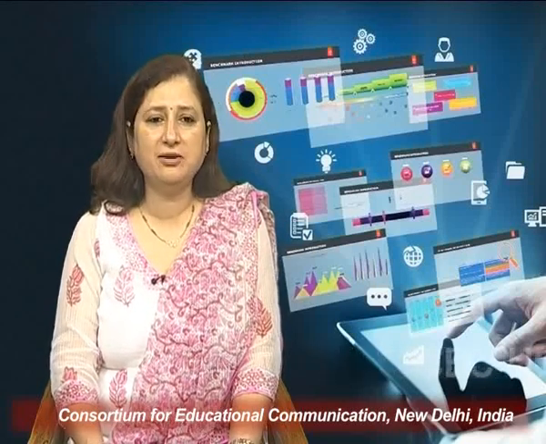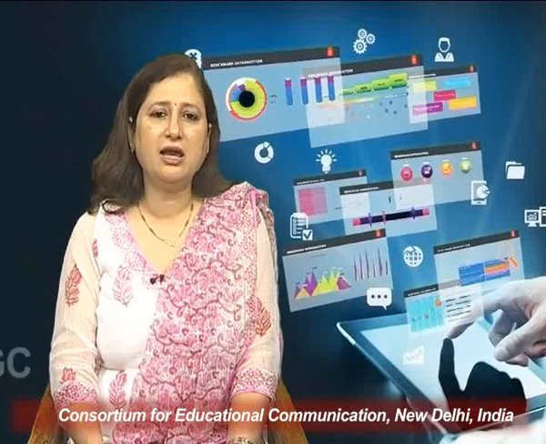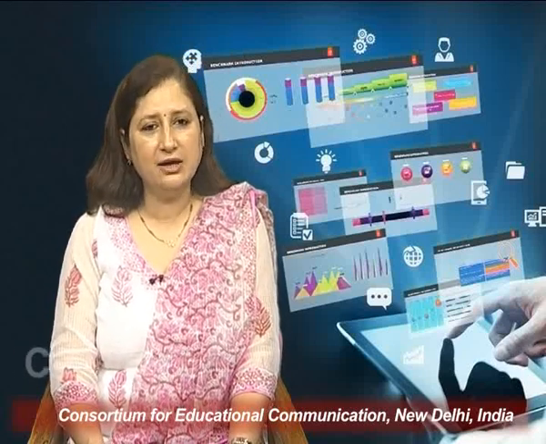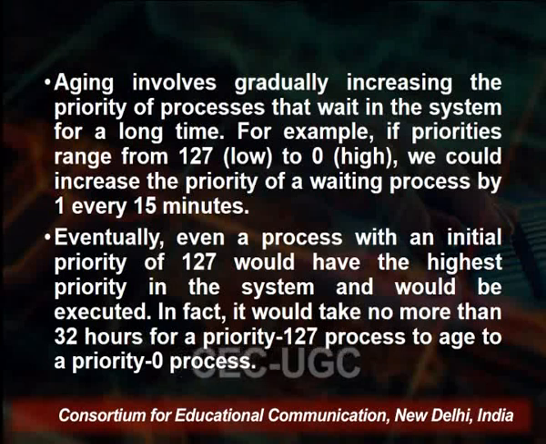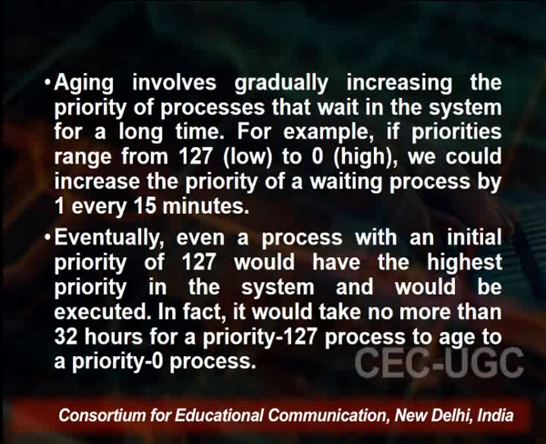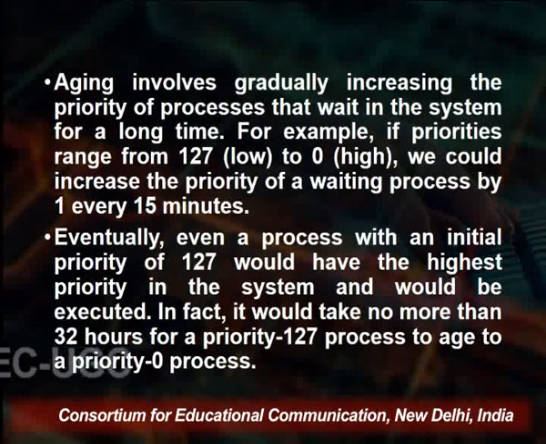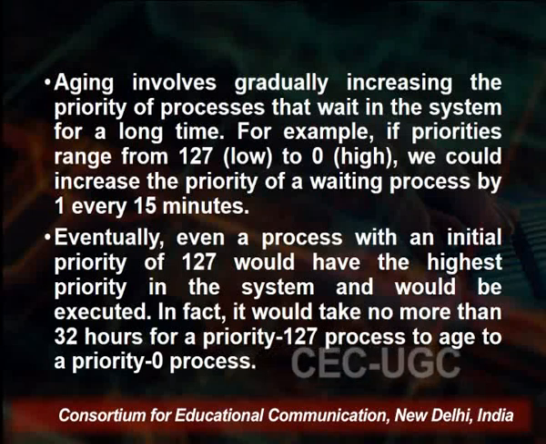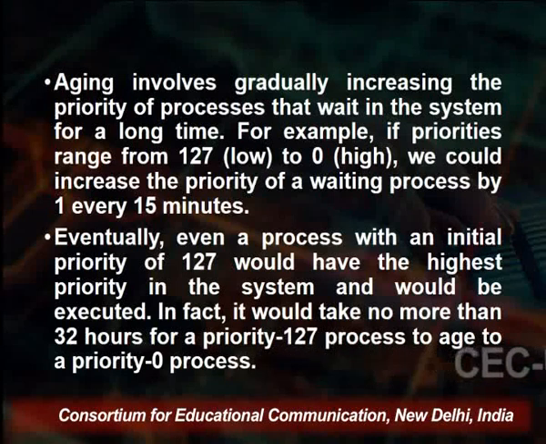So this indefinite blockage has to be solved, and how is it done? It is done using aging. Whenever a process is waiting for the CPU, the priority of the process will have to be adjusted each time, right?